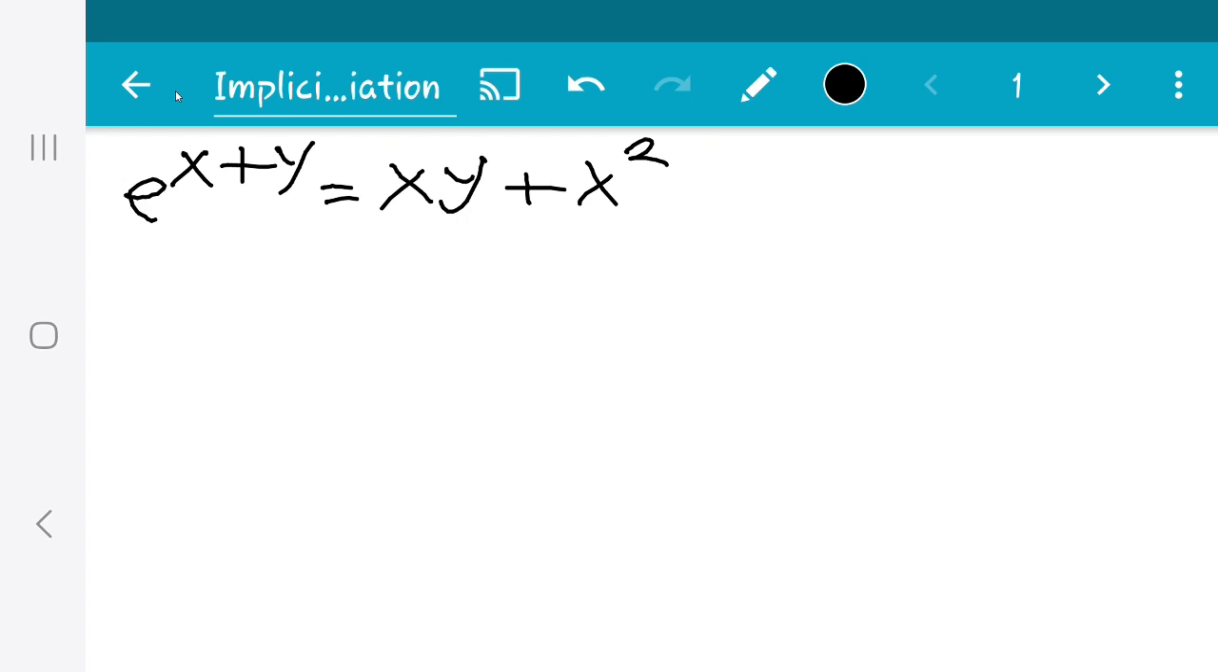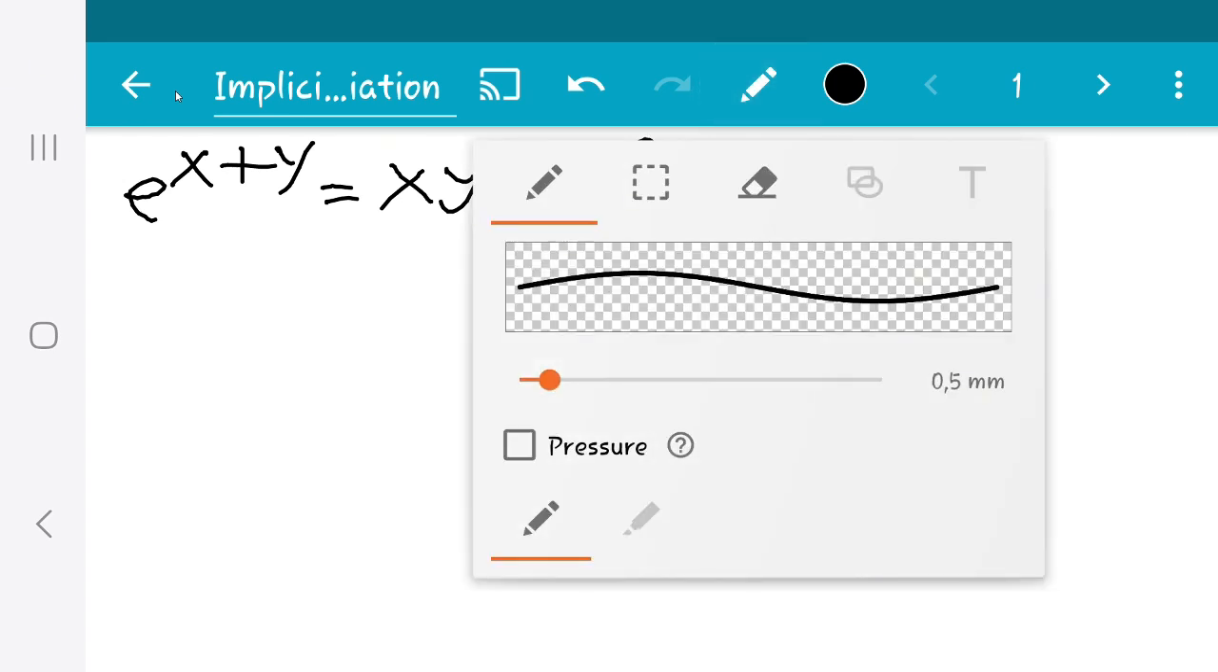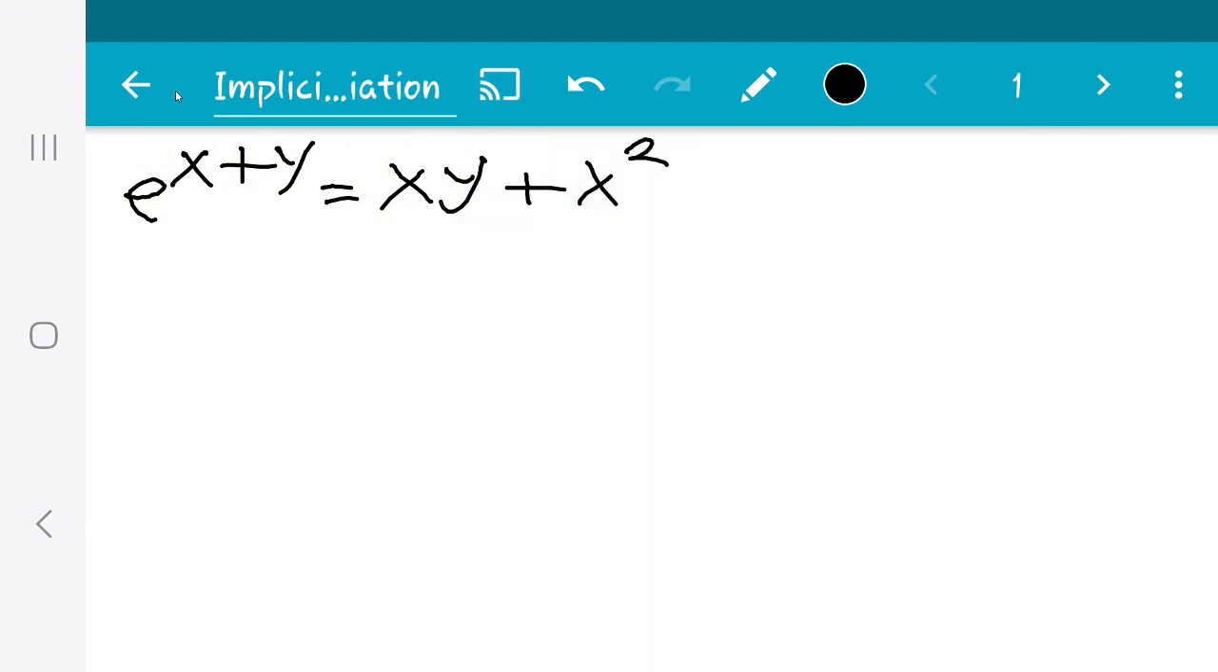Implicit means we must differentiate both sides, left-hand side and right-hand side. We can start with the left-hand side, where we have e to the power x plus y. Looking at it, we can use the chain rule to differentiate it because we have x and y together. So let's start by differentiating with respect to x.